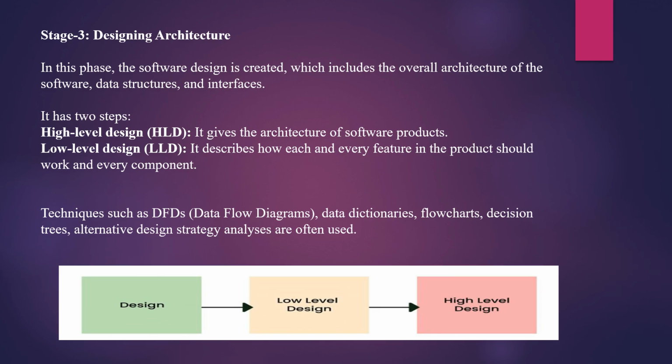Third stage is designing architecture. Here in this phase, the software design is created, which includes the overall architecture of the software. It also includes data structure and the interfaces being developed. It has two steps: high level design and low level design.